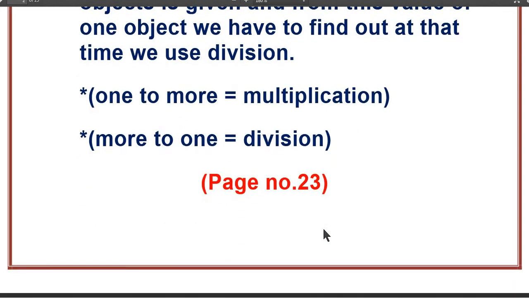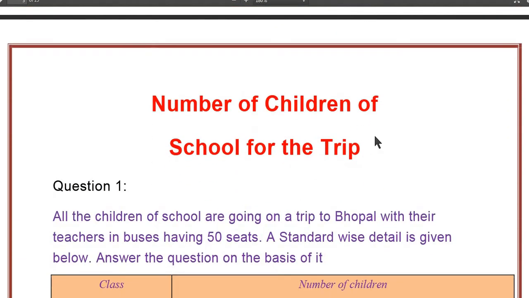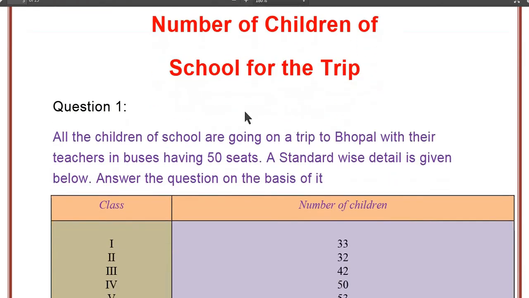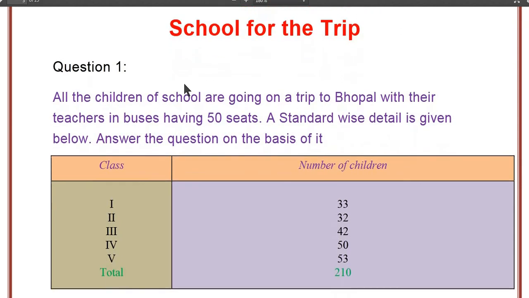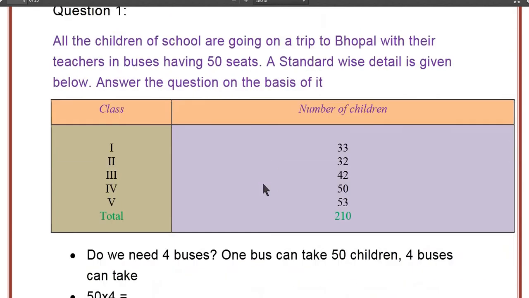Now page number 23. Number of children of the school for the trip. Here in a trip to Bhopal, there is a school trip for Bhopal. Question number 1. All the children of the school are going on a trip to Bhopal with their teacher in buses having 50 seats. In one bus there are 50 seats. Standard wise details are given below. Answer the question on the basis of it.